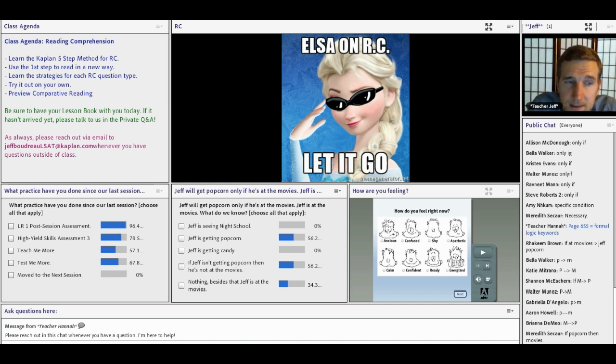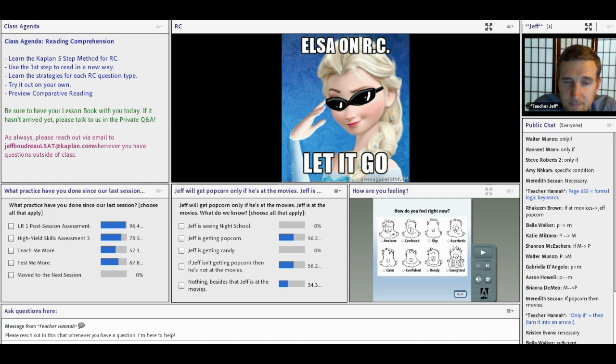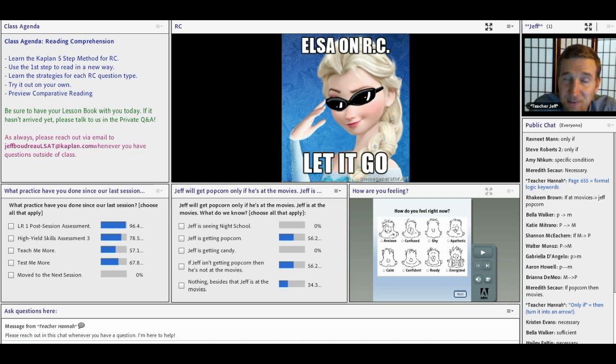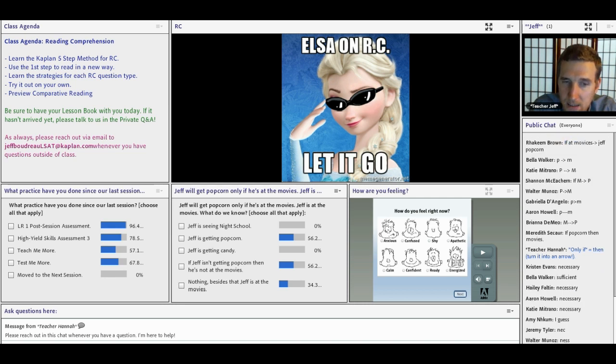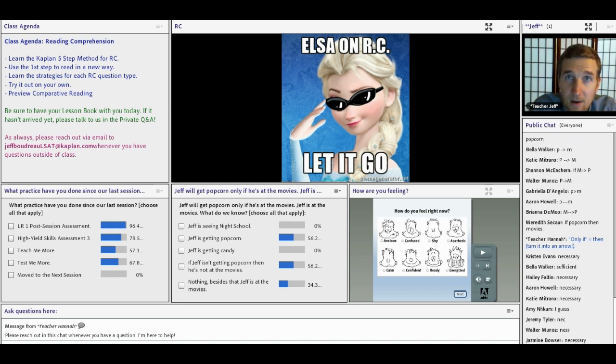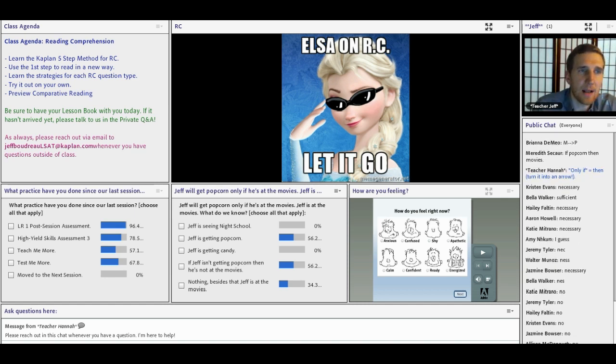Now, the fact says Jeff is at the movies. Looking at the formal logic statement of popcorn, arrow, movies, is movies the sufficient or necessary term in that formal logic statement? Which is, I remember, sufficient is on the left, necessary is on the right. It would be necessary. Does a necessary statement give you more information? Does a necessary statement lead to more knowledge? More facts? No, it doesn't.